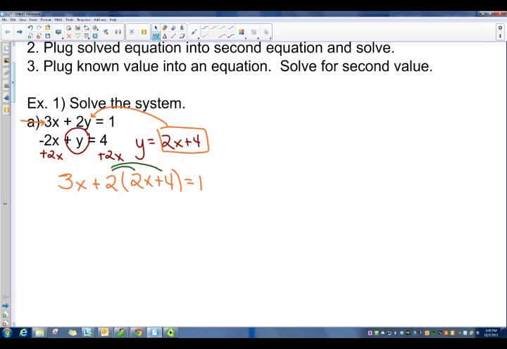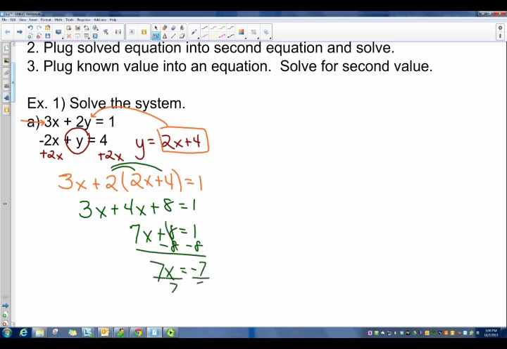So now we're going to solve this. We distribute: 3x plus 4x plus 8 equals 1. Combine your like terms: 7x plus 8 equals 1. Now solve the equation. Subtract 8, that cancels. You've got 7x equals negative 7. Divide by 7, and our first solution is x equals negative 1.